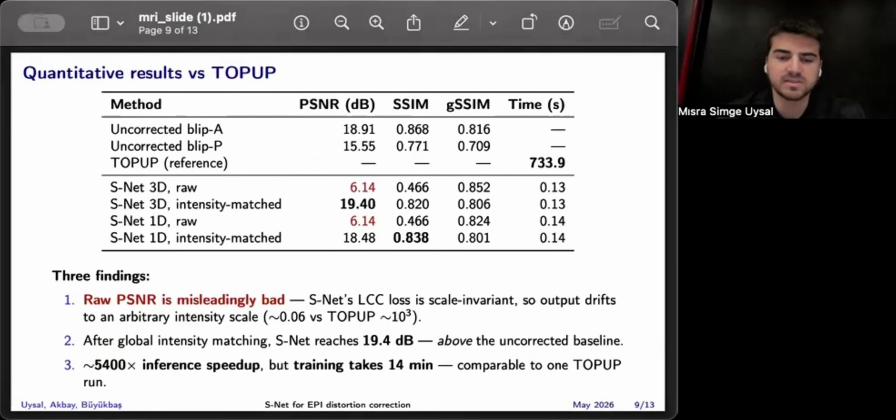Third, inference is extremely fast, around 0.13 to 0.14 seconds, compared with 738 seconds for TOPUP. So the feed-forward speed-up is about 5,000 times. But since subject-specific training also took around 14 minutes, the speed-up matters mainly when training is amortized across many subjects.